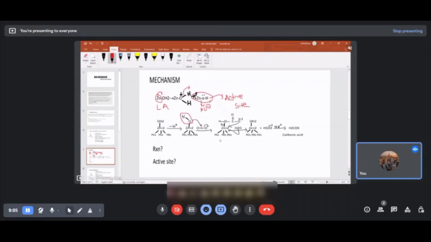And hence, as we can see, a 5 coordinated structure is formed. We can see a 5 coordinated structure is formed after the nucleophilic oxygen attacks the electrophilic carbon center of CO2, and hence a 5 coordinate intermediate is formed here.